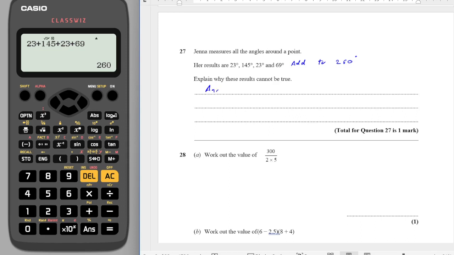So the reason: angles at a point add to make 360. Full stop. Jenna's add up to 260. So she must be wrong.